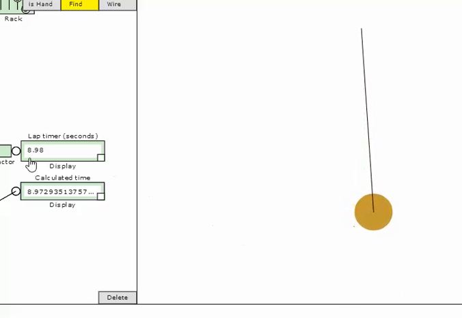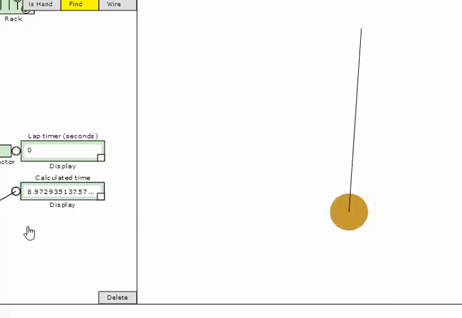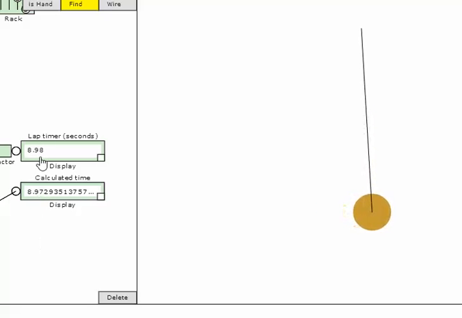So we have our first result here, 8.98 seconds as opposed to 8.97 seconds. Now my delta t in this simulation is 10 milliseconds. So you wouldn't expect the reading to be any more accurate than that last place there. Let's see what it is this time. Okay, there we go. Now we've got another 8.98.